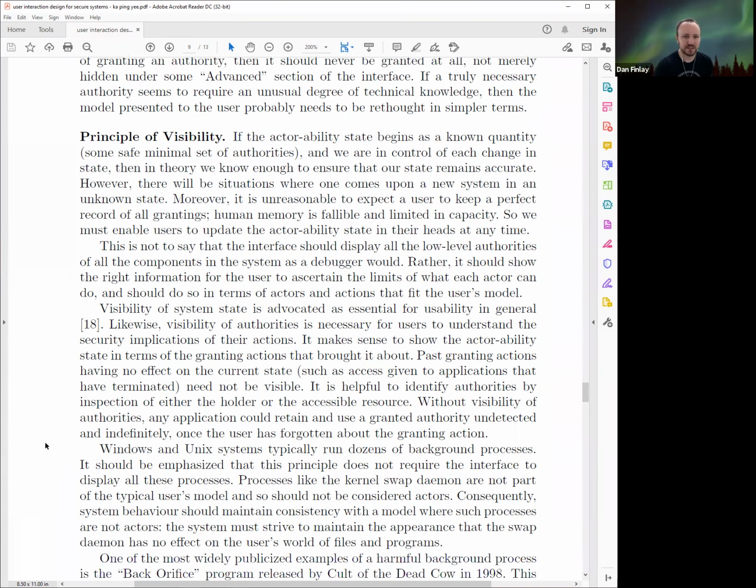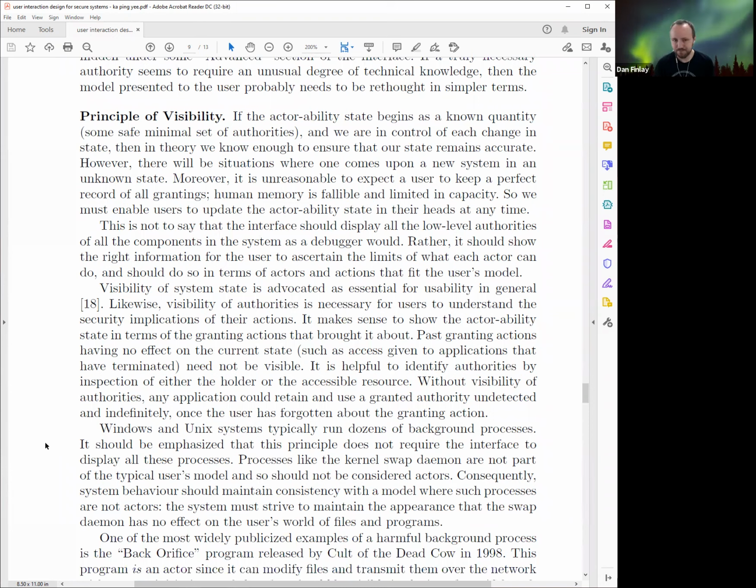The principle of visibility. If the actor ability state begins as a known quantity, some safe minimal set of authorities, and we're in control of each change in the state, then in theory, we know enough to ensure our state remains accurate. However, there will be situations where one comes upon a new system in an unknown state. Moreover, it is unreasonable to expect a user to keep a perfect record of all grantings. Human memory is fallible and limited in capacity, so we must enable users to update the actor ability state in their heads at any time.